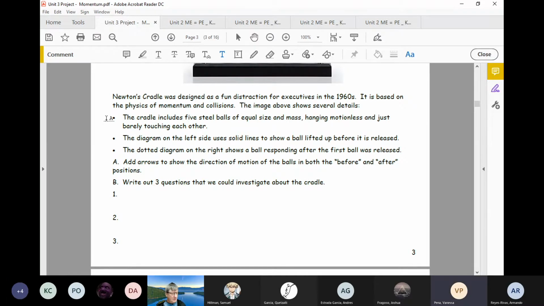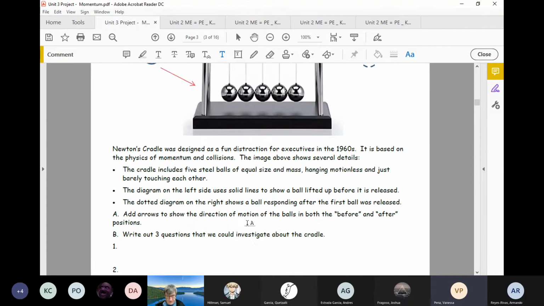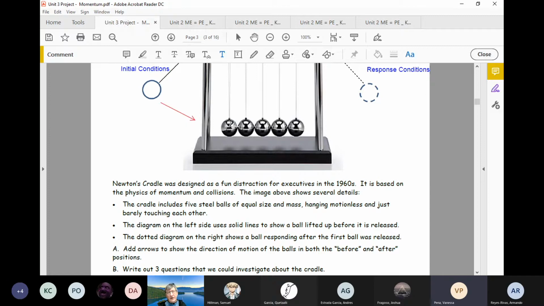I'll read. And who is this? Vanessa. Thank you. The cradle includes 5 steel balls of equal size and mass, hanging motionless and just barely touching each other. Okay, ideally, they're equal size, they're equal mass, they're not moving, and they're barely touching. And I might also add, they're in a straight line. Like the one I have isn't quite in a straight line, is it? So, at any rate, good job, Vanessa.